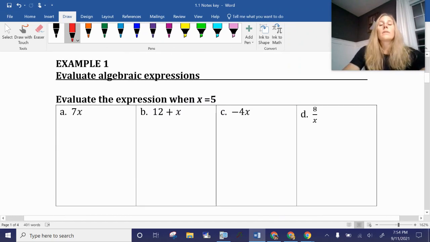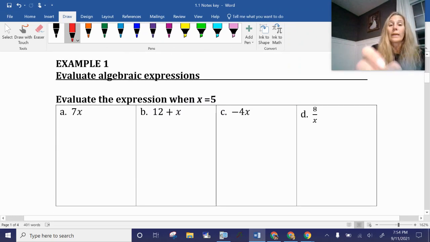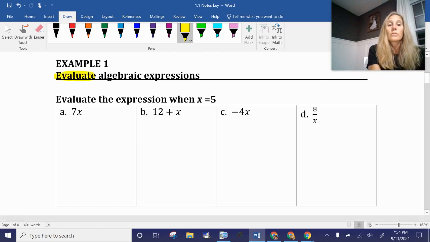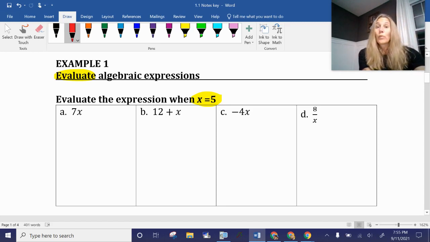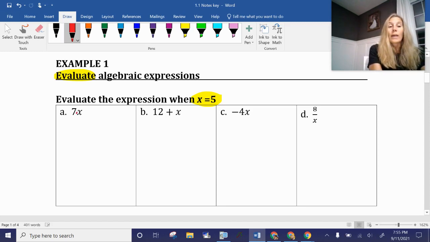So the first example we're going to do here is evaluating some algebraic expressions. So when we evaluate these expressions, we are basically going to substitute something in. So in the directions here, we're substituting in 5 anywhere we see the variable x. So for this first one, now whenever you have a number and a variable next to each other with no sign visible in between them, that indicates that there's multiplication happening.